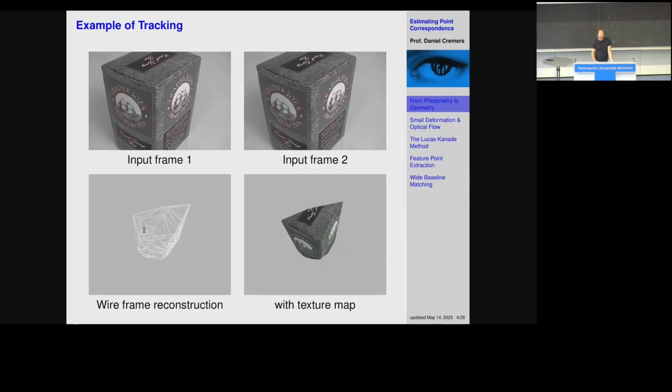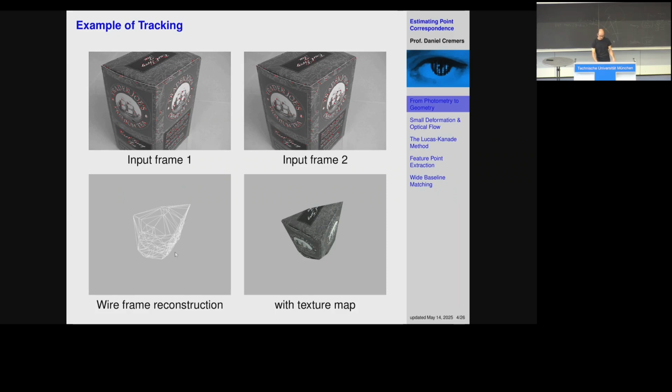So here's an example of how this looks. We're talking 1990s now. You have two images of, in this case, a box of tea. And you can see the little red dots. These are feature points that are extracted and tracked over time. Once you track them from one frame to the other and identify correspondence, you have corresponding pairs, and you can determine camera motion.